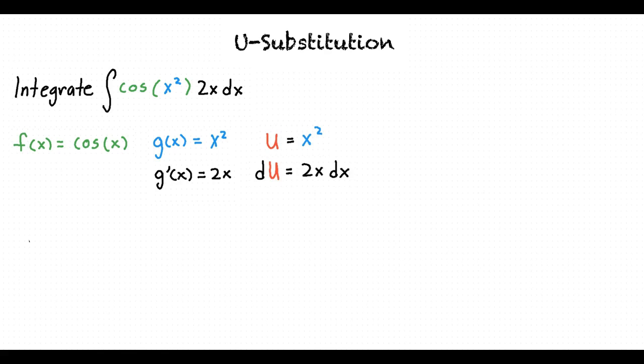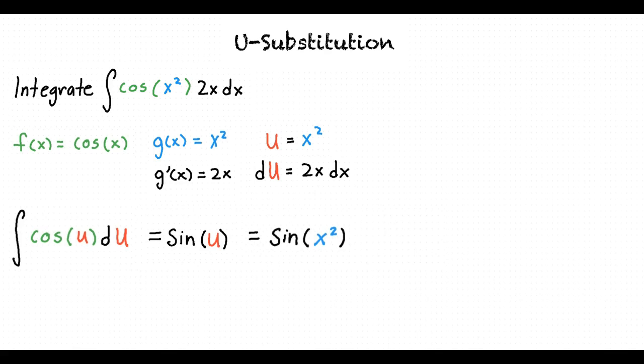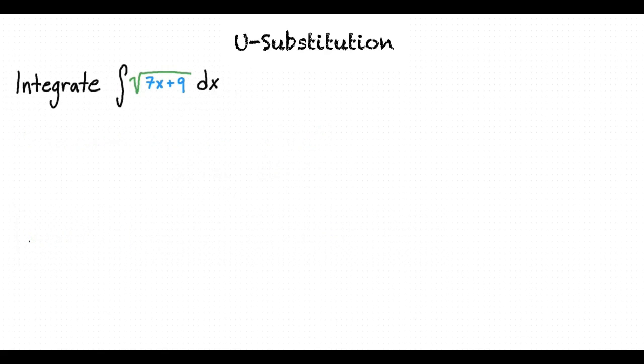We can then reorganize our integral in this way, making it easier to find our integral. We can now evaluate the integral. We can get our final answer of sine of x squared by reinserting g of x where u is present. Let's try out another U-substitution problem.